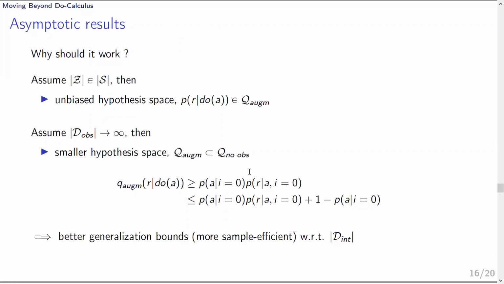You can show theoretically that if you have infinite observational data, you can derive bounds on the augmented method. It is bounded between two values, which depend only on the observational distributions. So using the observational distributions bounds your model. Because your model is bounded, it's more restrictive, and it will be more data efficient. That's the argument for why this works.